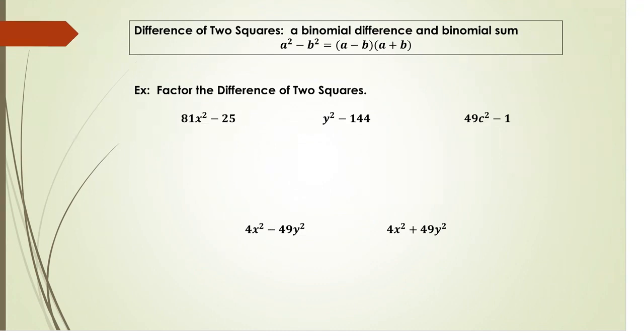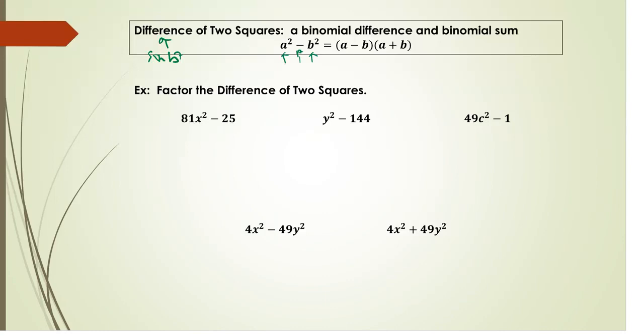It's called a difference of two squares. Difference means subtraction. That's a fancy word for subtraction, difference. And two squares literally means the terms are squared. So here I have a square of A, a square of B, and a subtraction. That's how fast you know you have a difference of two squares.